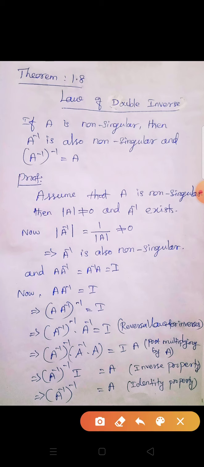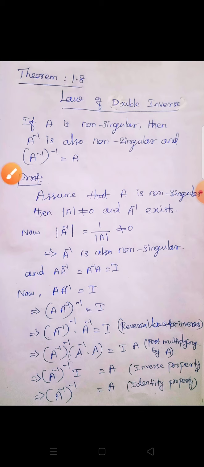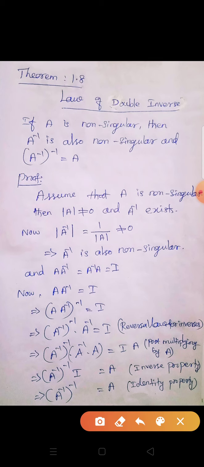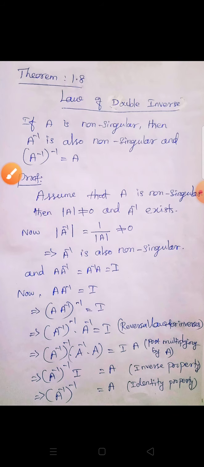Once again, listen. First we take A inverse. By the inverse property, A A inverse is equal to A inverse A is equal to I. First I take the first and last: A into A inverse is equal to I. Next, we are multiplying both sides by A. First applying the reversal law, A inverse the whole inverse into A inverse is equal to I. Now post multiplying by A: A inverse the whole inverse into A inverse A is equal to I into A. A inverse A is equal to I, and I into A is equal to A. So A inverse the whole inverse into I is equal to A, so A inverse the whole inverse is equal to A. Now the theorem is proved.